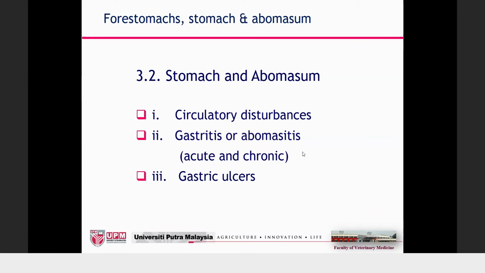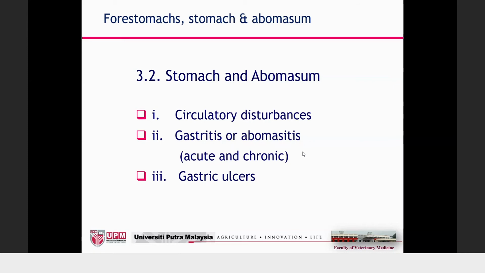Then when you go to the single stomachs or monogastric animals, or the abomasum, where the abomasum plays almost the same role as the stomach, the inflammation is called gastritis or abomasitis. Remember in your second lecture, inflammation of the stomach is gastritis. It's not stomatitis. Stomatitis is inflammation of the oral cavity.